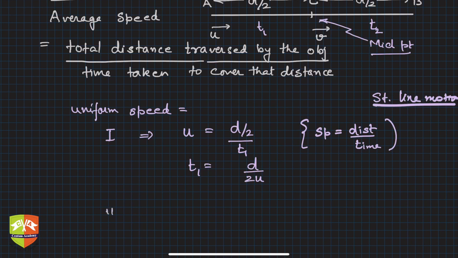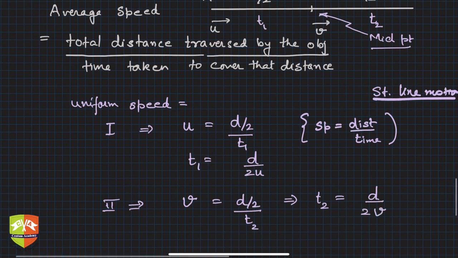Let's come to the second part of the journey. What is happening here? Here the velocity or the speed, uniform speed, is v, and the distance was d by 2 again, and the time was t2, right? So from here, can I not say that t2 is equal to d by 2v? t2 is equal to d by 2v.